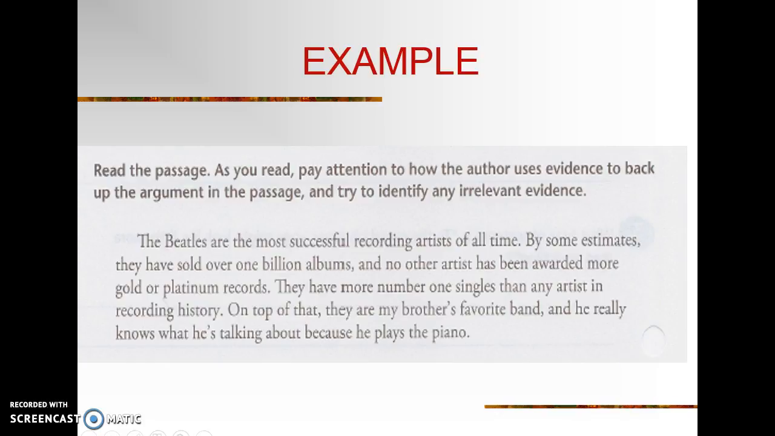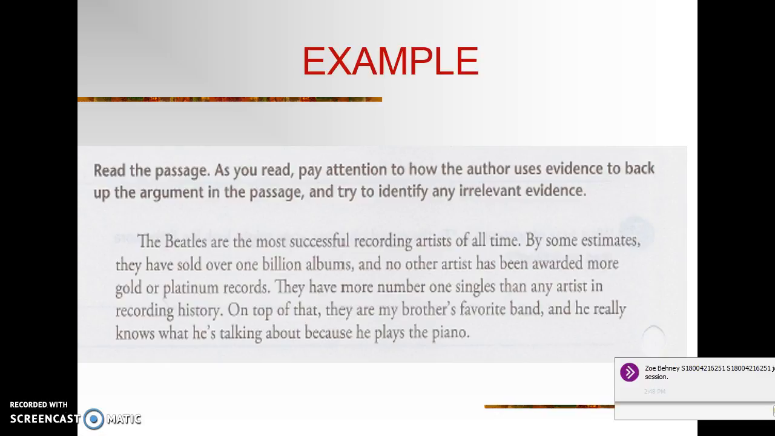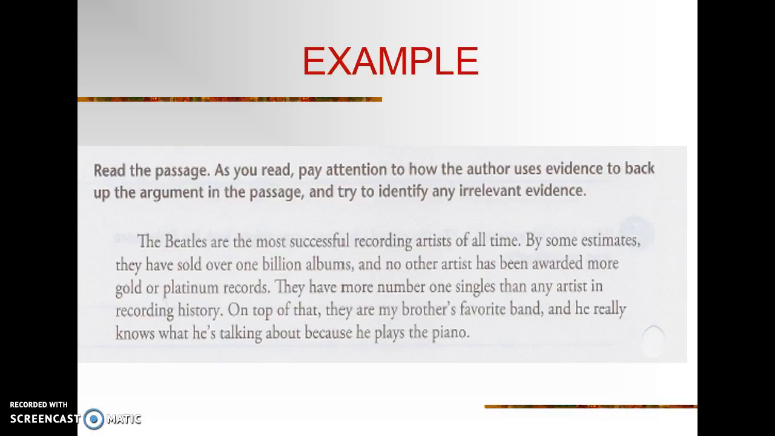The Beatles are the most successful recording artists of all time. By some estimates, they have sold over 1 billion albums, and no other artist has been awarded more gold or platinum records. They have more #1 singles than any artist in recording history. On top of that, they are my brother's favorite band, and he really knows what he's talking about because he plays the piano.